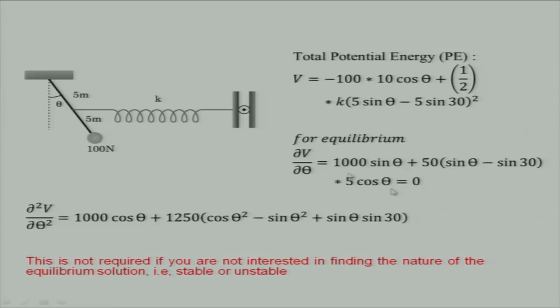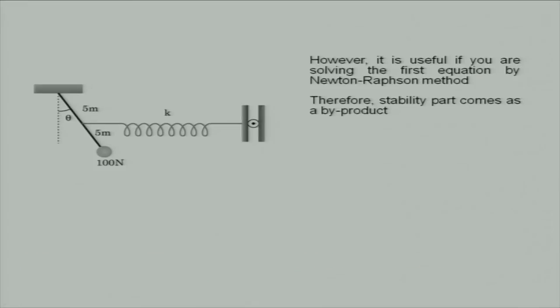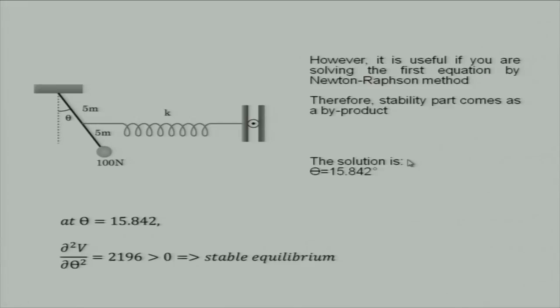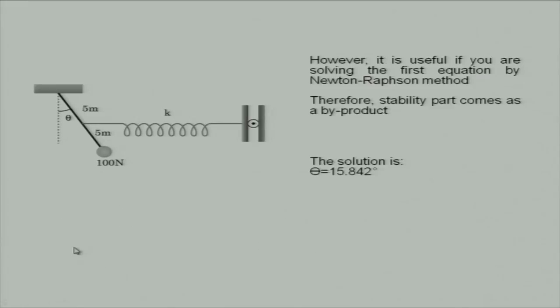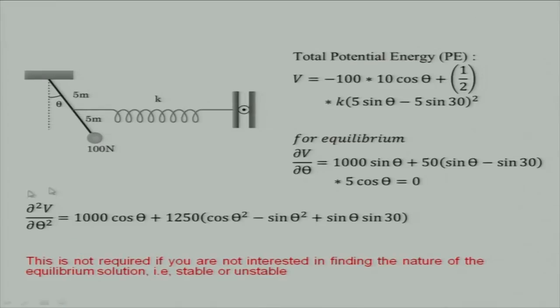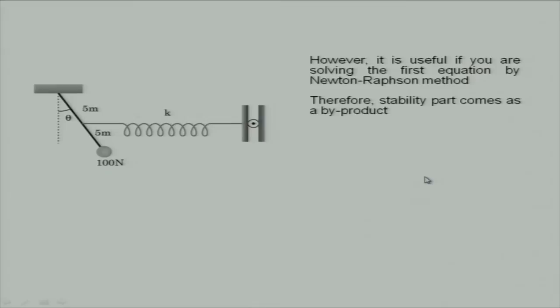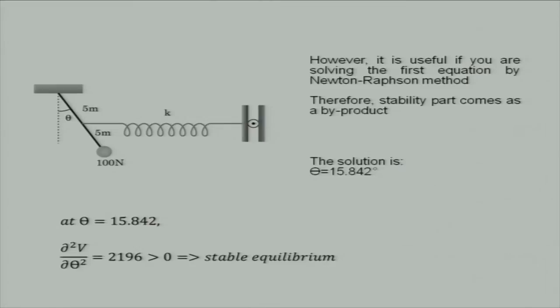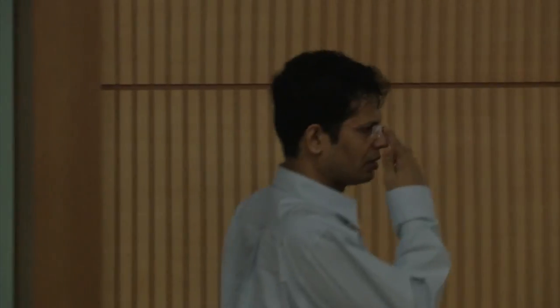So most likely this equation won't be solvable by simple methods. You will have to solve a non-linear equation for that. And if you solve this by the Newton-Raphson method or any other method, you will see that the solution comes out to be 15.8 degrees. And at 15.8 degrees, you can find out the second derivative. It's a very, very simple problem: d2V by d theta square. Plug in theta equal to 15 degrees, and you will see that the value of d2V by d theta square is 2196, which is greater than 0. So the equilibrium position will be theta approximately equal to 15 degrees, and at that position the system will be in stable equilibrium. Okay, really straightforward.